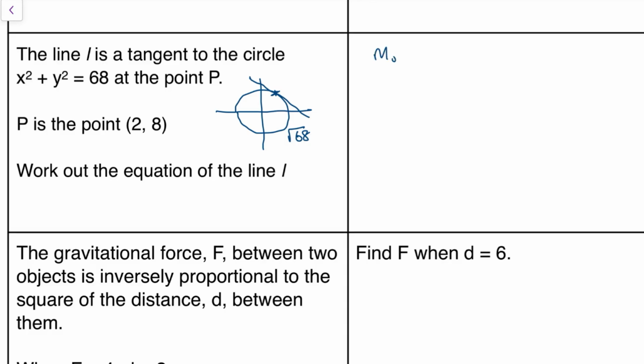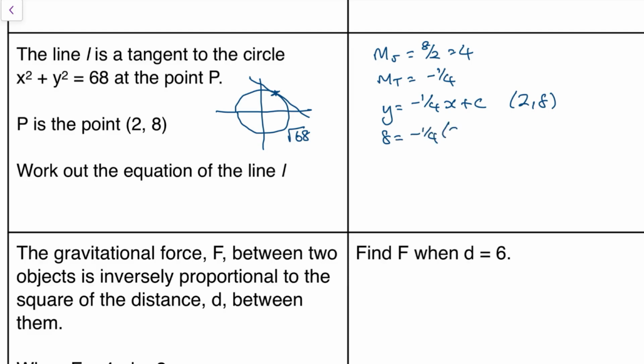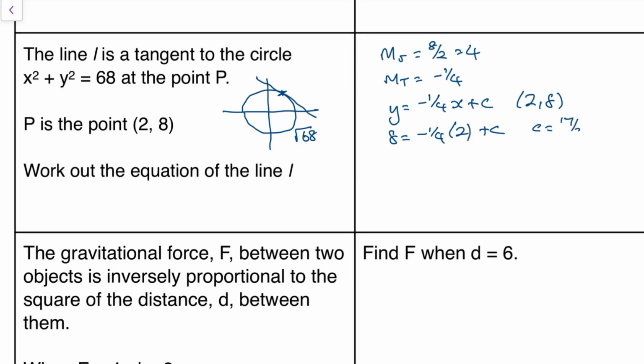The way to do this is always the same. The gradient of the radius to get to that point is up 8 and across 2. So in other words, it's 4, which means the gradient of my tangent is going to be minus a quarter. Now, if it goes through (2, 8), it is therefore the case that y equals minus a quarter x plus c, using the point (2, 8), which means that 8 equals minus a quarter times 2 plus c. Well, minus a quarter times 2 is minus a half. Add a half to both sides gives me 8.5, which is also known as 17/2. So in other words, c is 17/2.